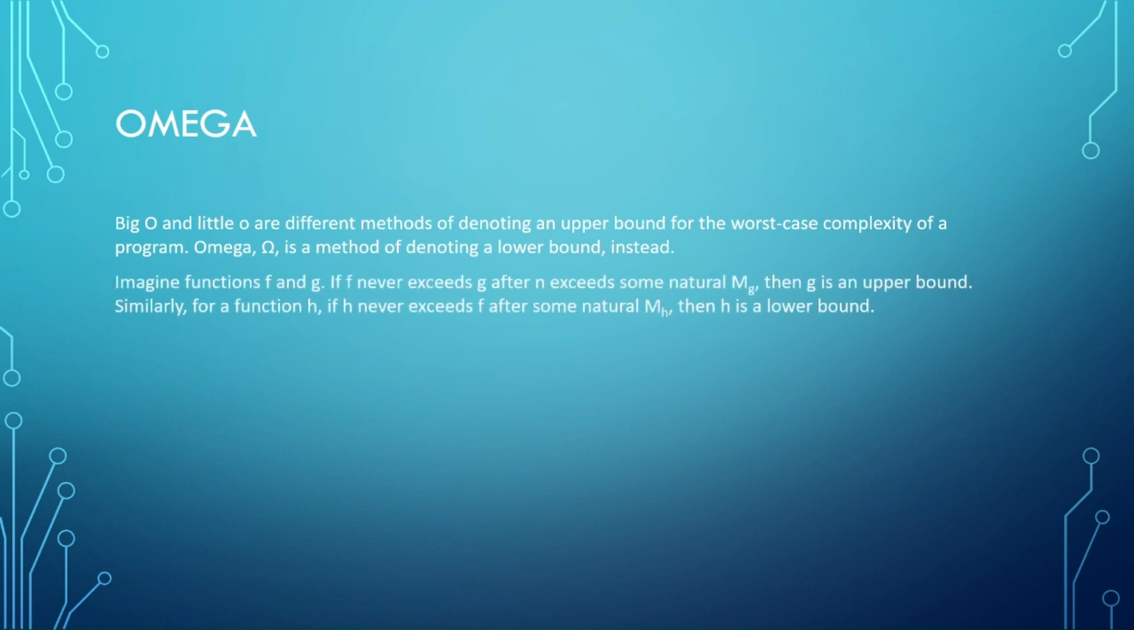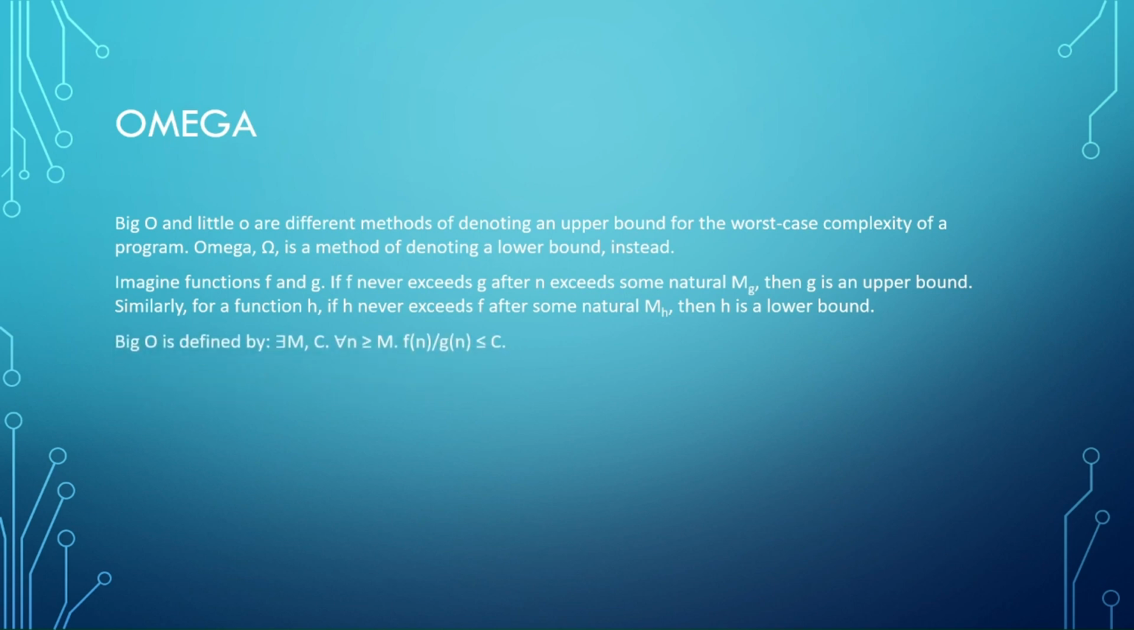So imagine functions f and g. If f never exceeds g after n exceeds some natural m g, then g is an upper bound. Similarly, for a function h, if h never exceeds f after some natural m h, then h would be a lower bound. So if g is an upper bound and h is a lower bound, then f never exceeds g, but h never exceeds f. So f is bounded by the upper bound g and the lower bound h, you can say, if that makes sense.